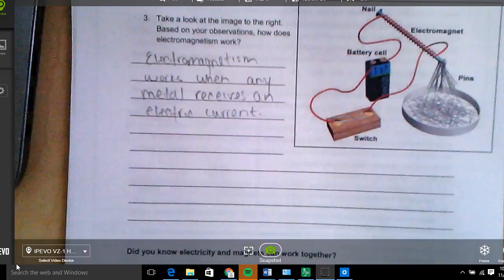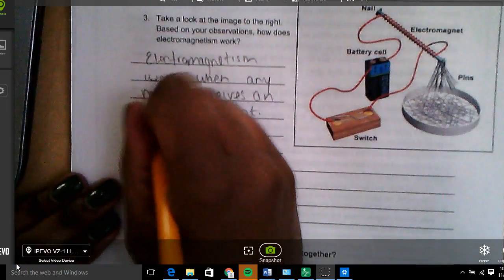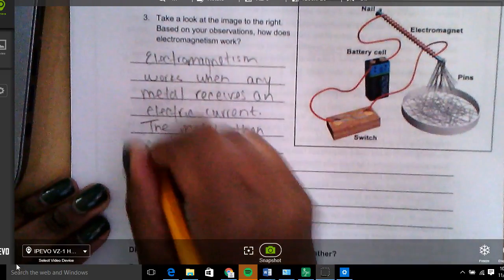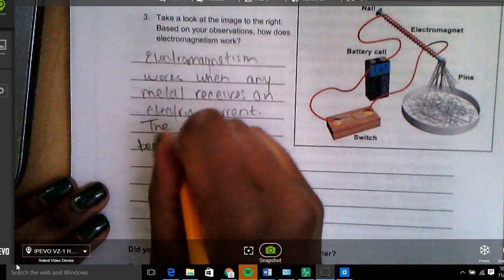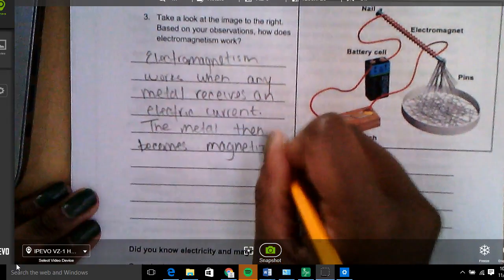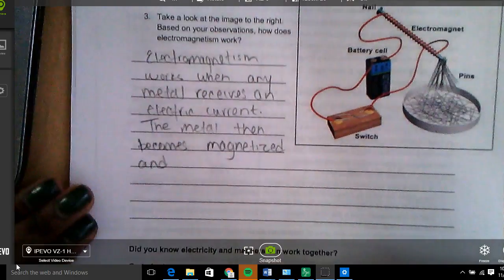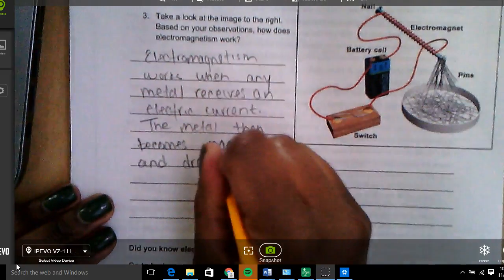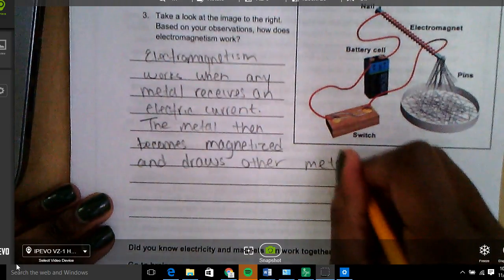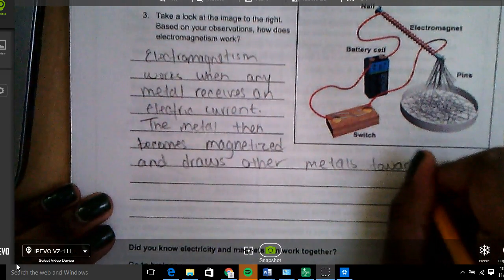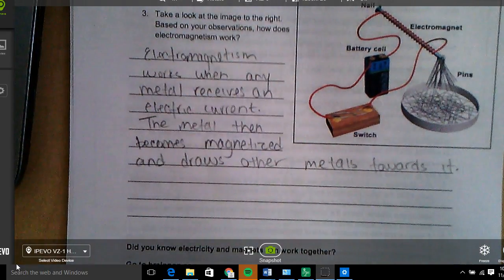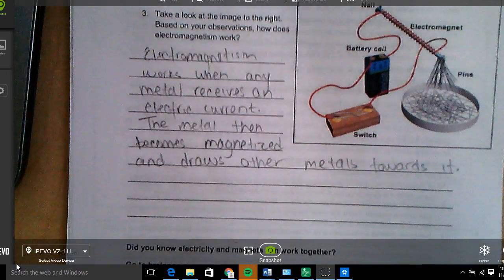Very good. So again, I'm going to add one word to yours and say the metal then becomes magnetized, and draws other metals towards it. Awesome.